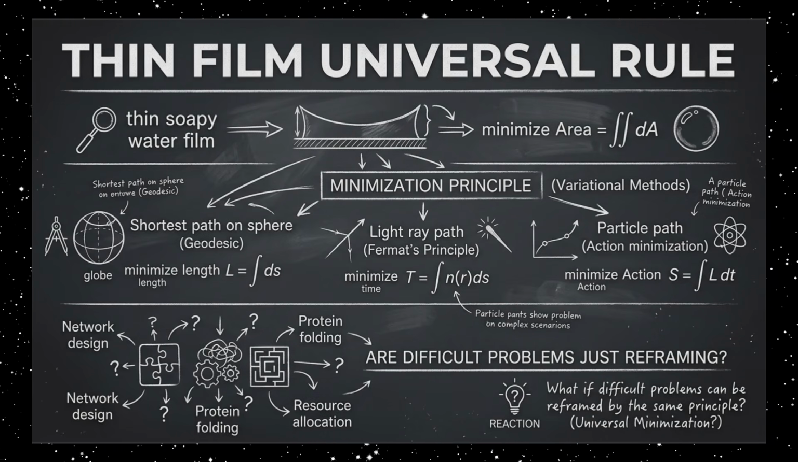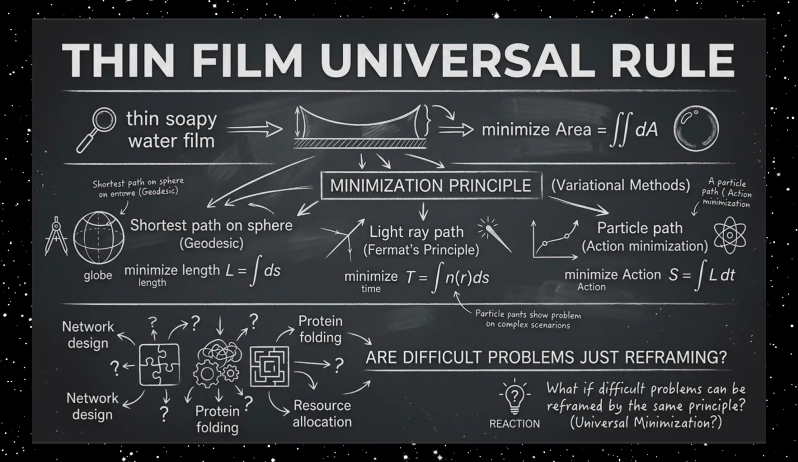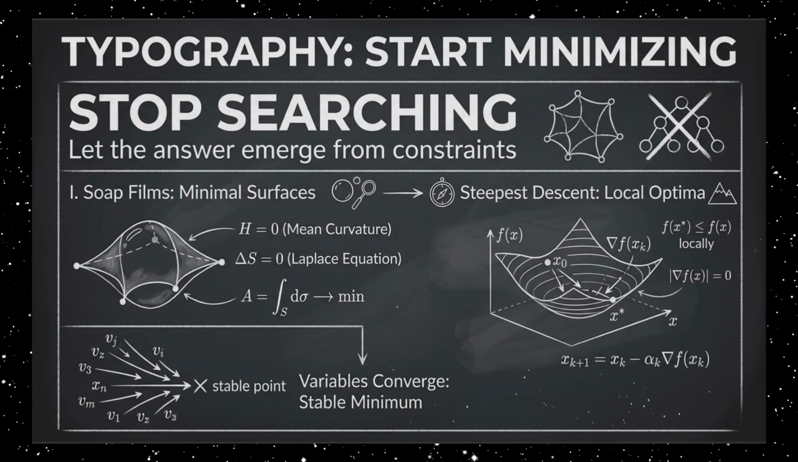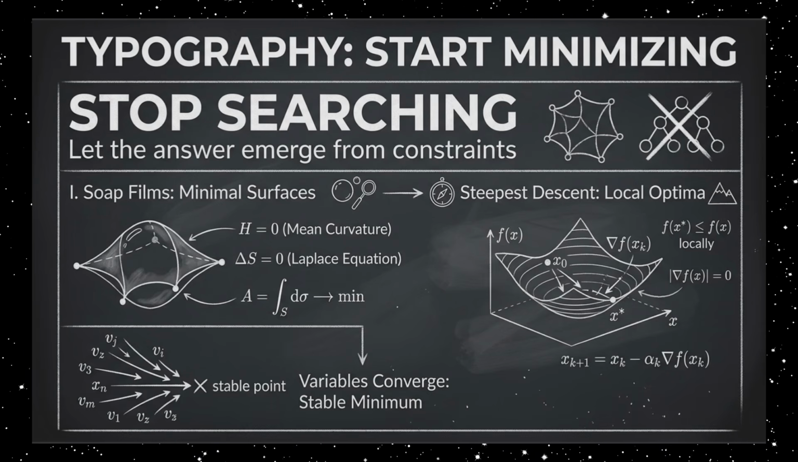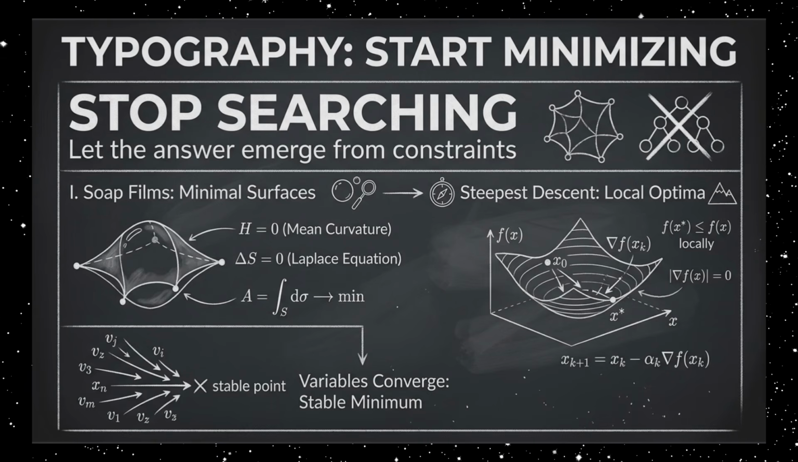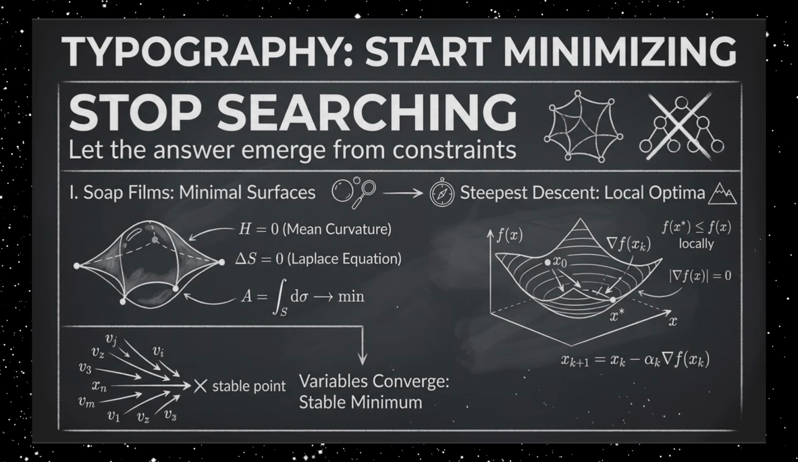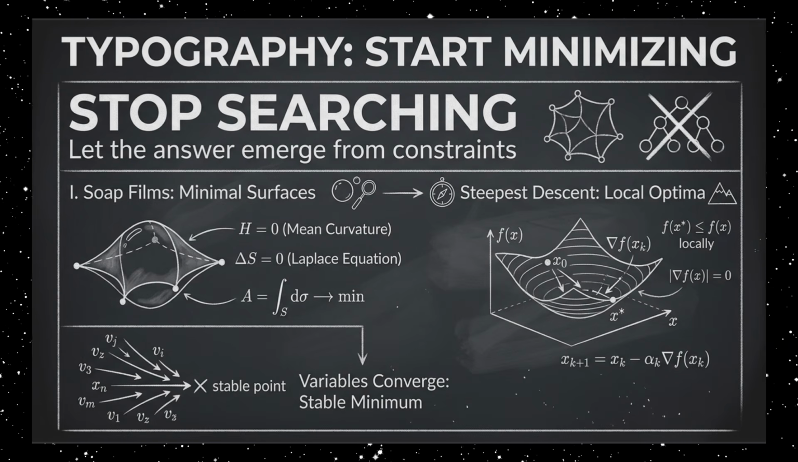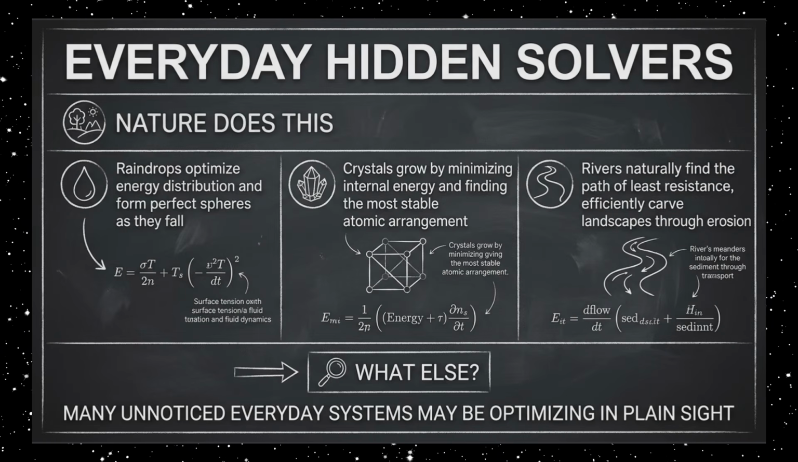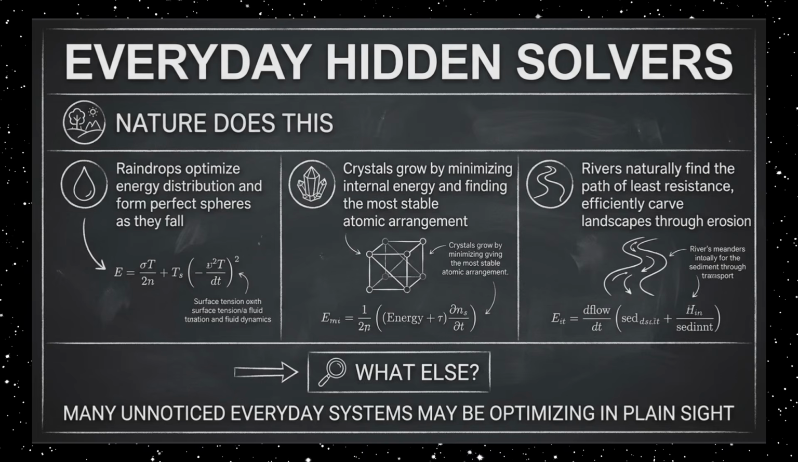Here's what I want you to think about. The next time you face a problem that seems impossibly hard, a problem with too many options, too many variables, too many possibilities to search through, ask yourself, is there a way to stop searching and start minimizing? Is there a way to let the answer emerge, the way a soap film lets it emerge, instead of hunting for it step by step? Because that's what nature does. And nature has been at this game a lot longer than any of us.